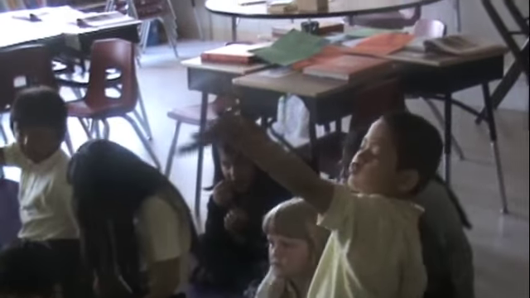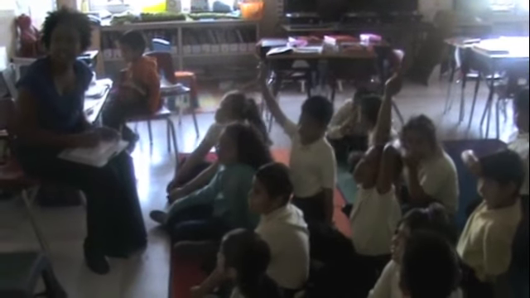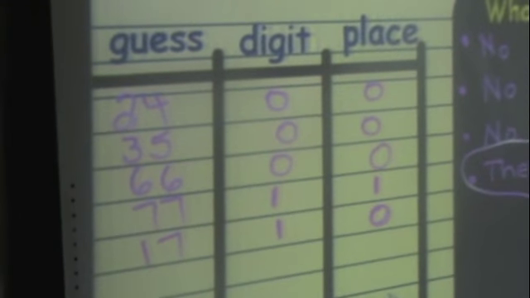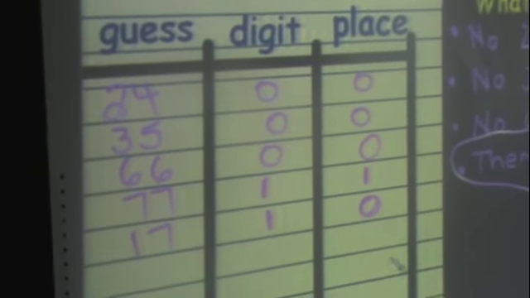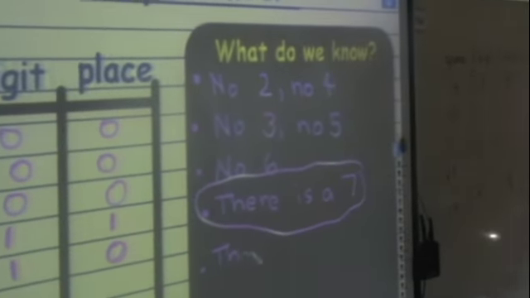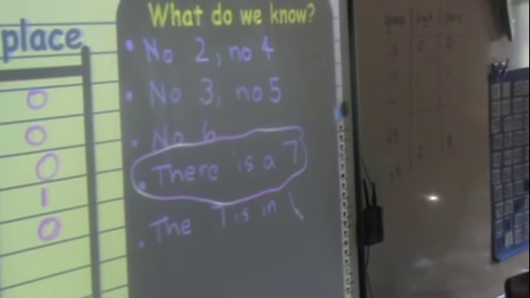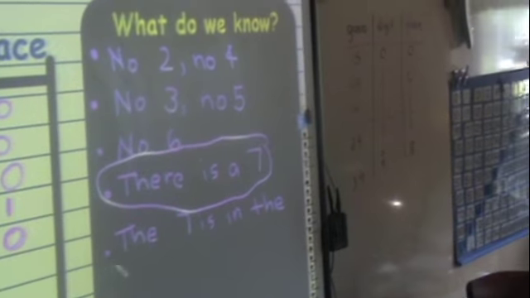So let me have another guess. Think about what we know to make your good guess. Nancy Rivas? 17. You have one digit and 0 places. Now what do you know? That is the 10 in the 1 place. That what doesn't go in the 1's place? The 7. Okay, so the 7 is in what place? In the 10. Okay, the 7 is in the 10's place.